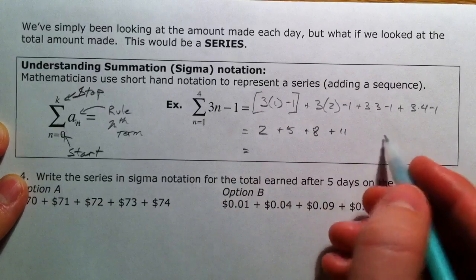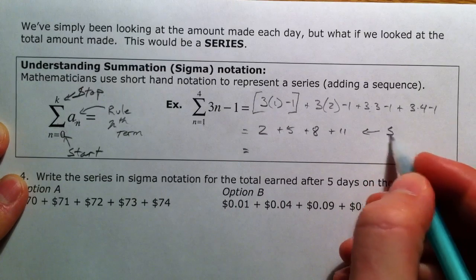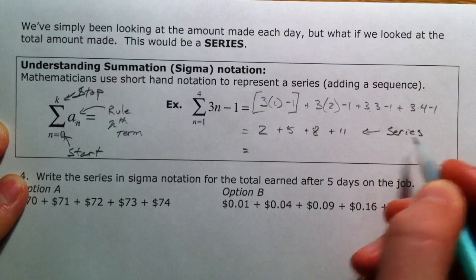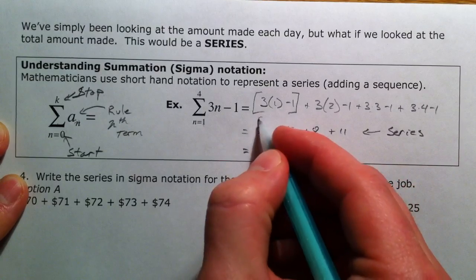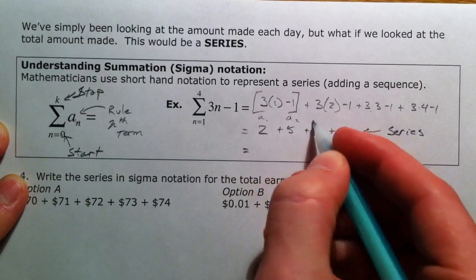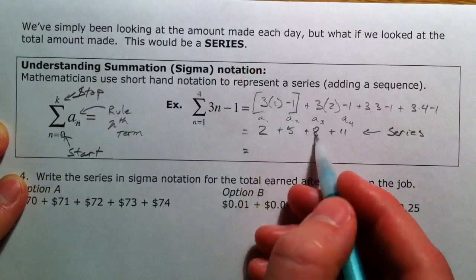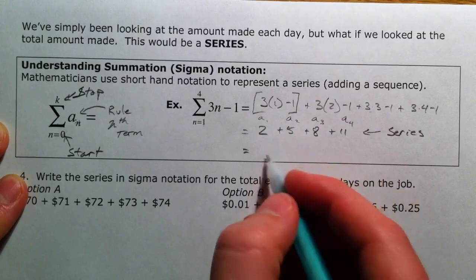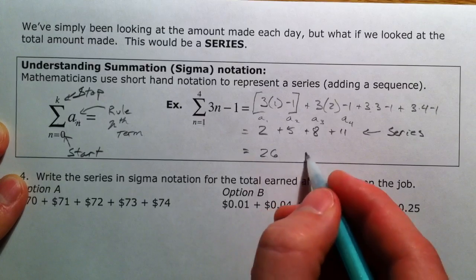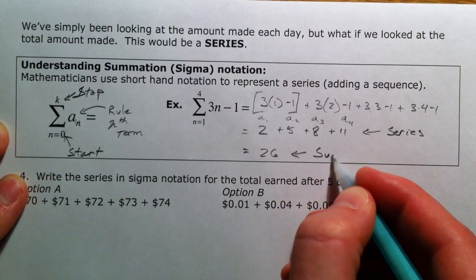So this is called a series because we're adding up a sequence of numbers. This would be a sub 1, a sub 2, a sub 3, and a sub 4. If we add them together, we get 10, 21, 26, and this would be the sum of the series.